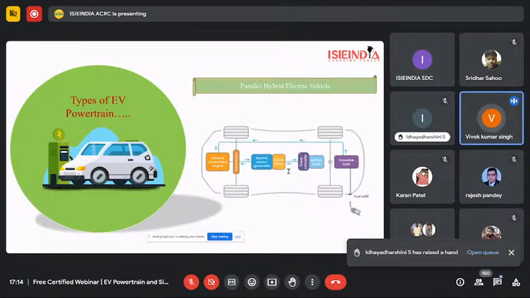So regenerative braking is a method which is used to recover the kinetic energy and give it back to the battery. The motor acts as a generator in that regenerative braking mode.